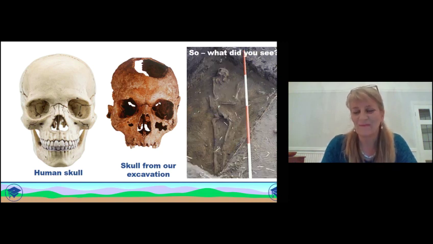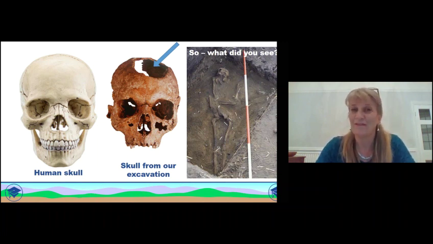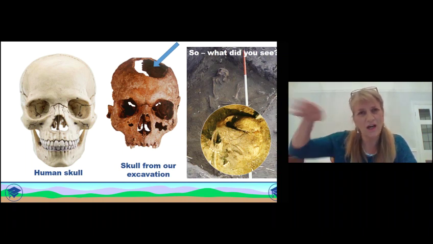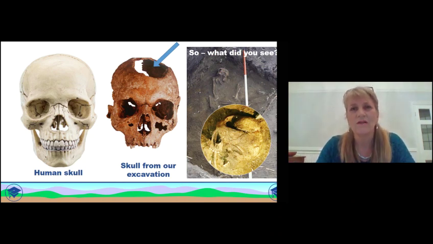So, what did you see? Well, you probably spotted the big hole in the skull at the top there. It's very, very obvious. And in fact, when we were doing the excavation, we could immediately see, as you can see in the close-up of the skull here, and when we looked down at the skull from the top, that a large chunk of skull had been severed, swept away.